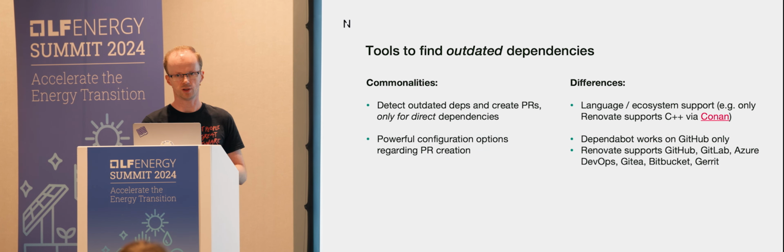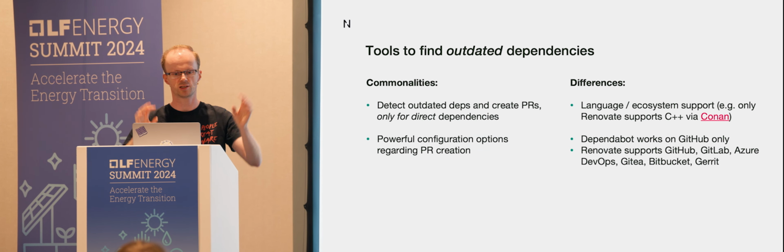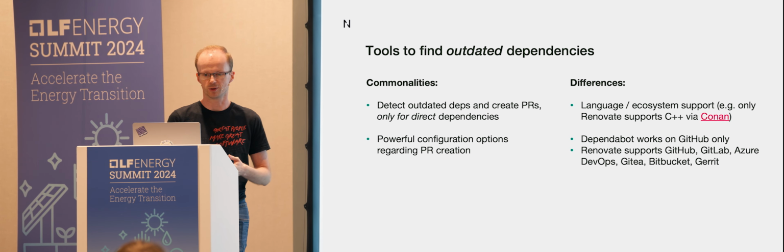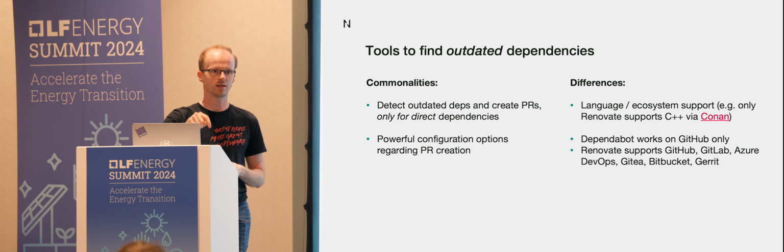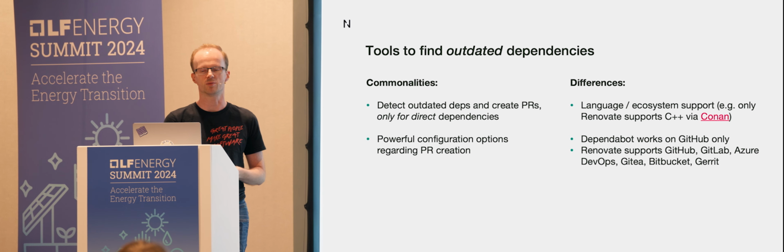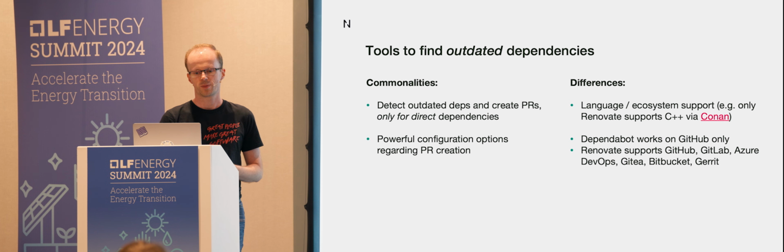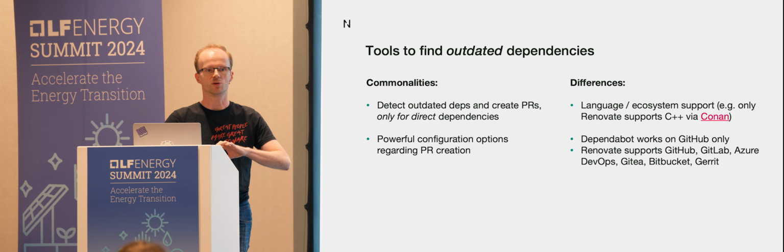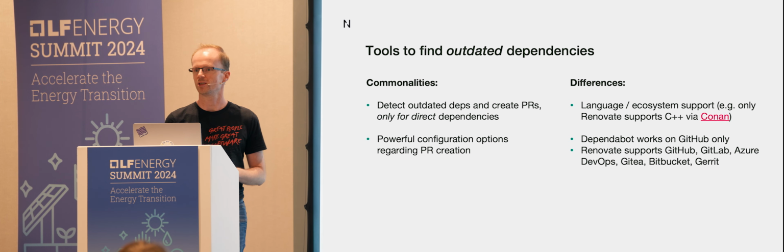So, if we look at DependerBot and RenovateBot side by side, what is common to them is that they both detect outdated dependencies and create pull requests for the directly declared dependencies, exclamation mark, not the indirect ones. What's also common is that you can configure a huge amount of things when it comes to the pull requests, how they should be formatted, how they should be grouped, and so on. Tons of stuff to configure. The differences are mostly nuanced.